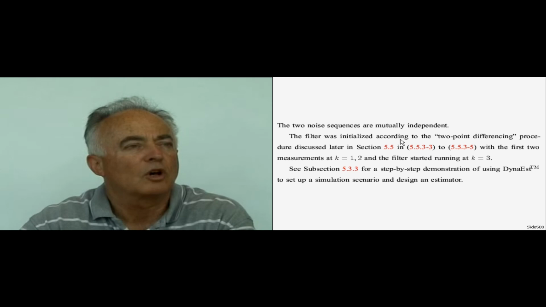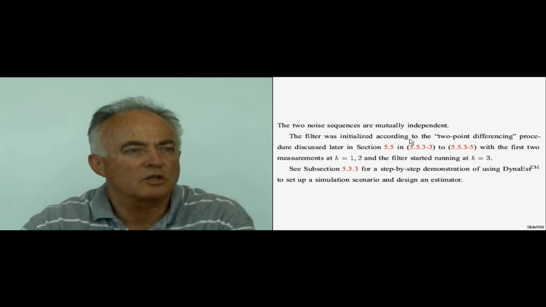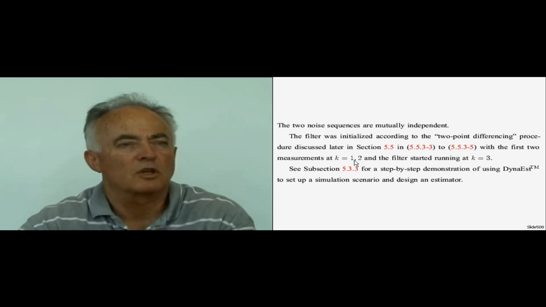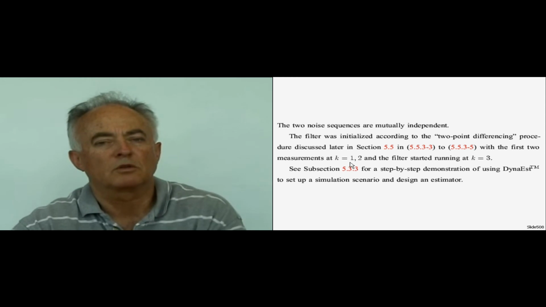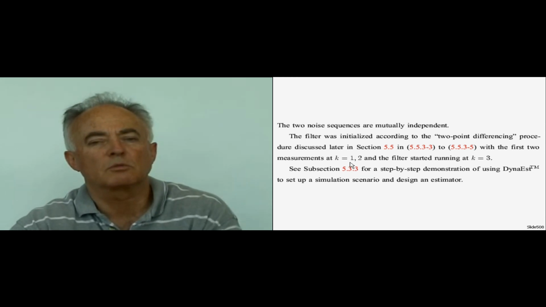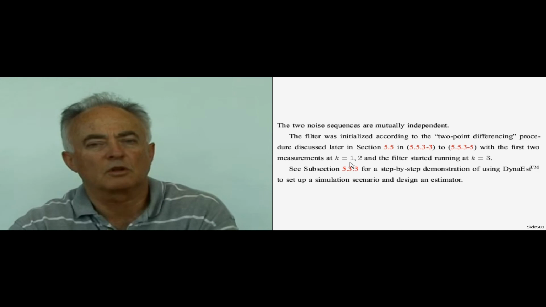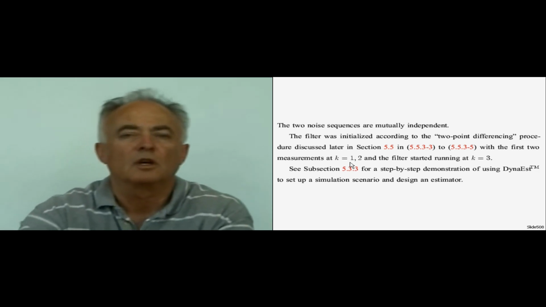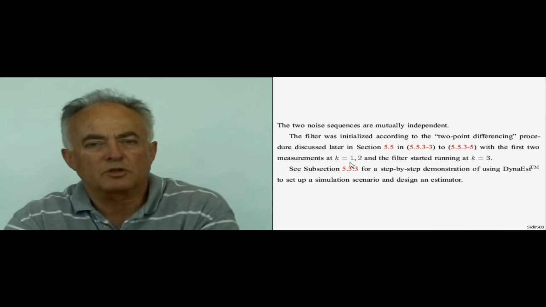Initialization, in this case, is done according to what we'll see a little bit later, the two-point differencing procedure. Section 5.5 will cover this soon. We take the first two measurements and use them to estimate the initial state. You need two measurements which are scalar to initialize the filter because we have a two-dimensional state vector.